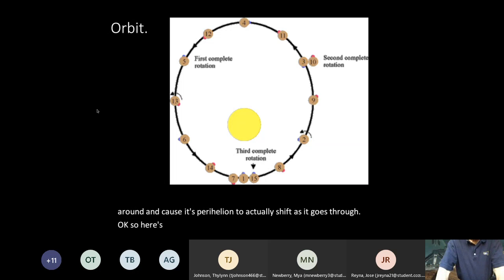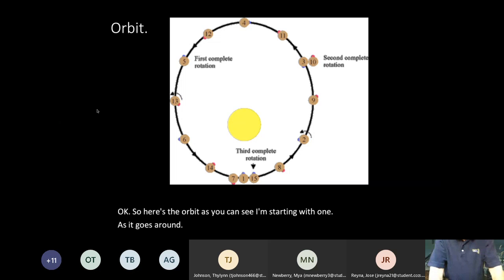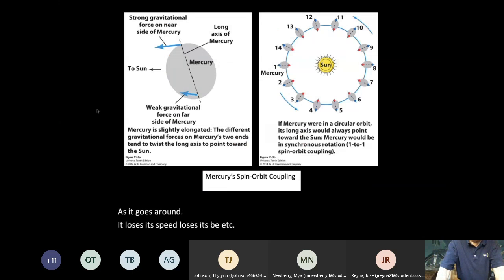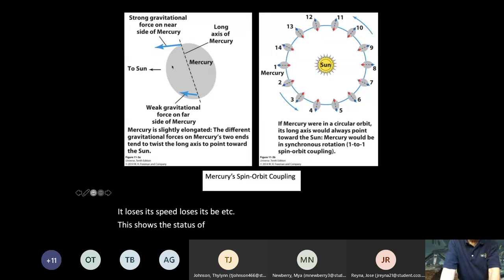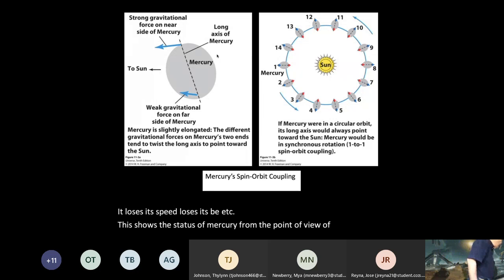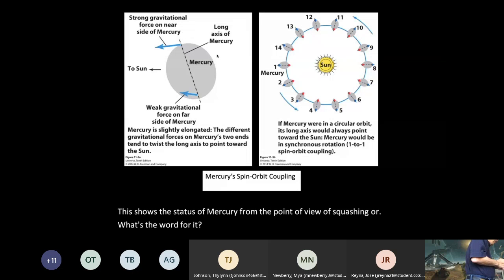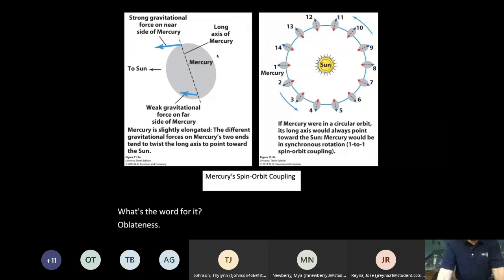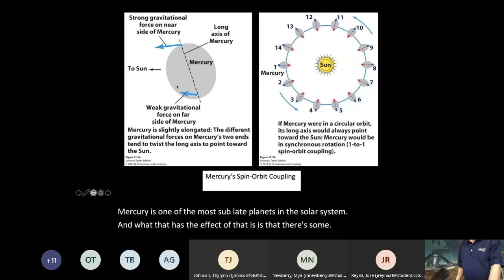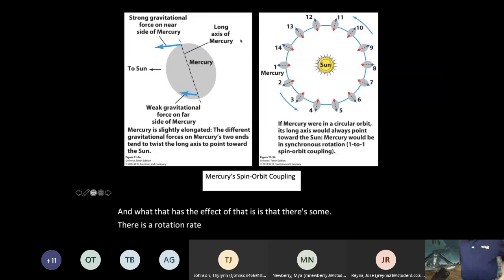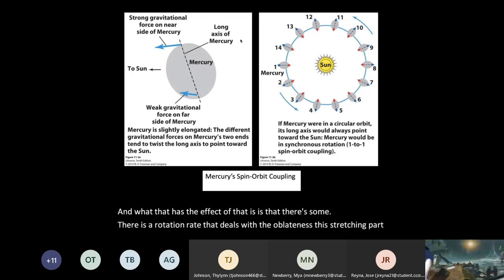Okay, so here's the orbit, as you can see, starting with 1, as it goes around, it loses its speed, etc. This shows the status of Mercury from the point of view of squashing, or what's the word for it? Oblateness. Mercury is one of the most oblate planets in the solar system. The effect of that is that there is a rotation rate that deals with the oblateness, the stretching part, to face towards the sun.